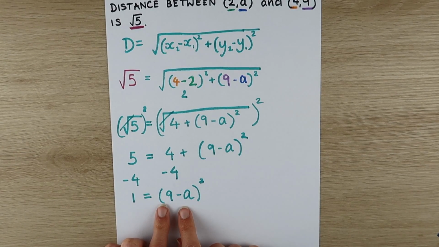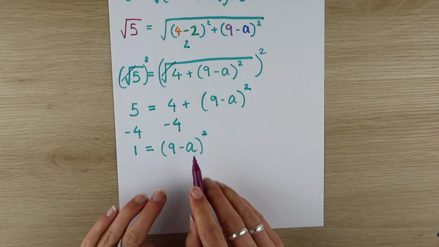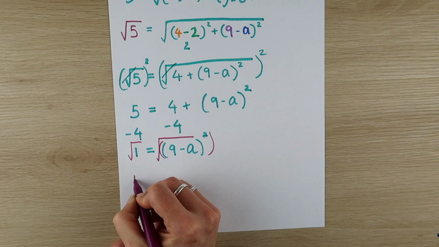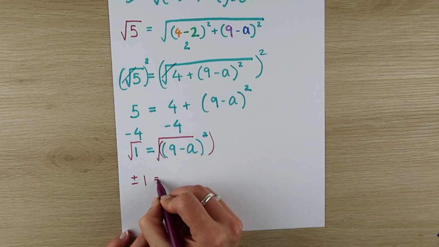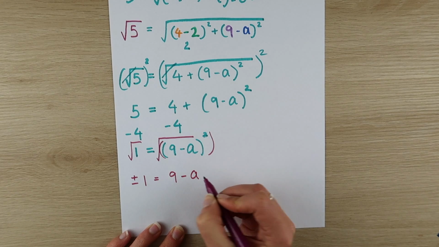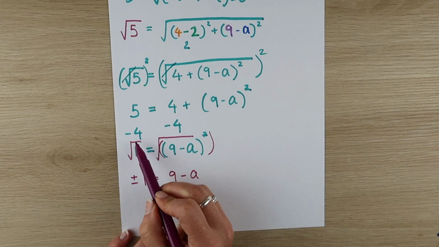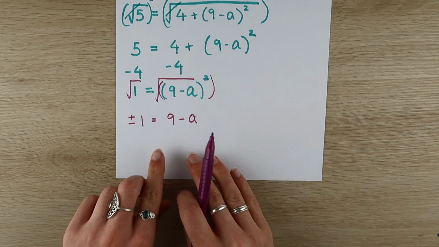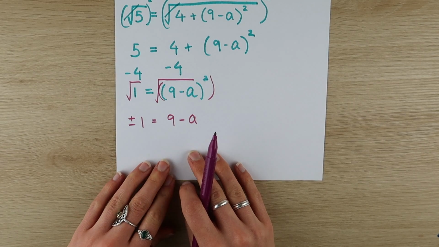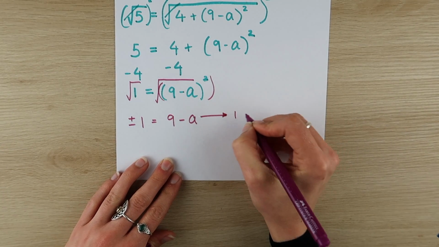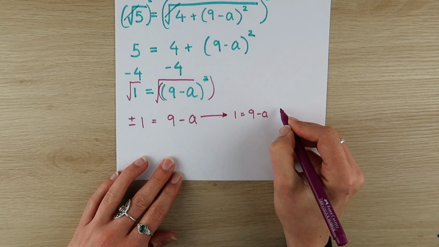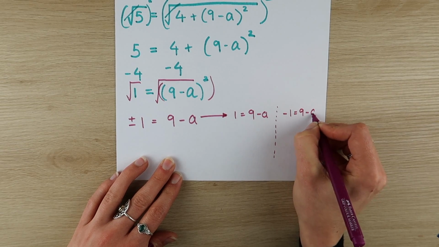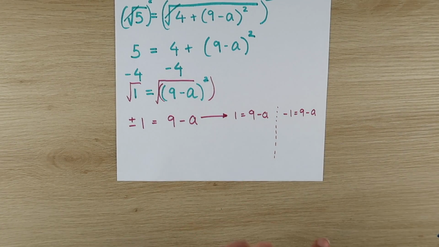At this point, because 9 minus a is to the power of 2, I'm going to find the square root of the right-hand side. So this becomes plus or minus 1 is equal to 9 minus a. So when we do the square root of 1, we could either have positive 1 or negative 1. Now I have two possibilities for a. I've got positive 1 is equal to 9 minus a. I've also got negative 1 is equal to 9 minus a. I'm going to solve each of these individually.